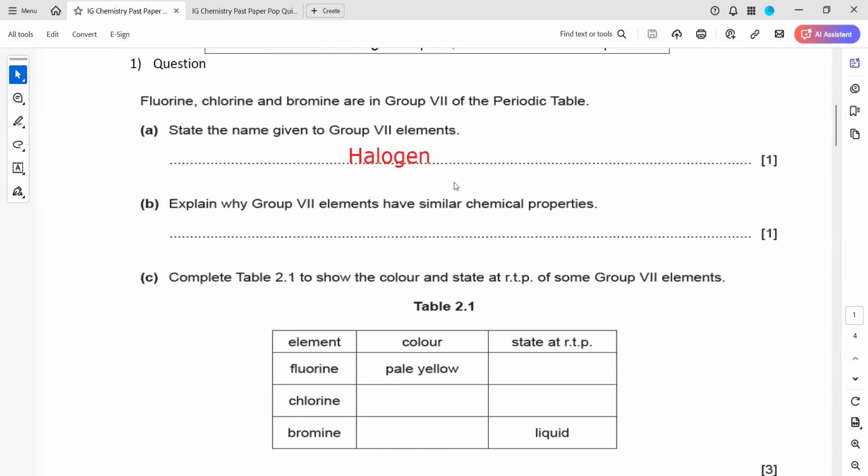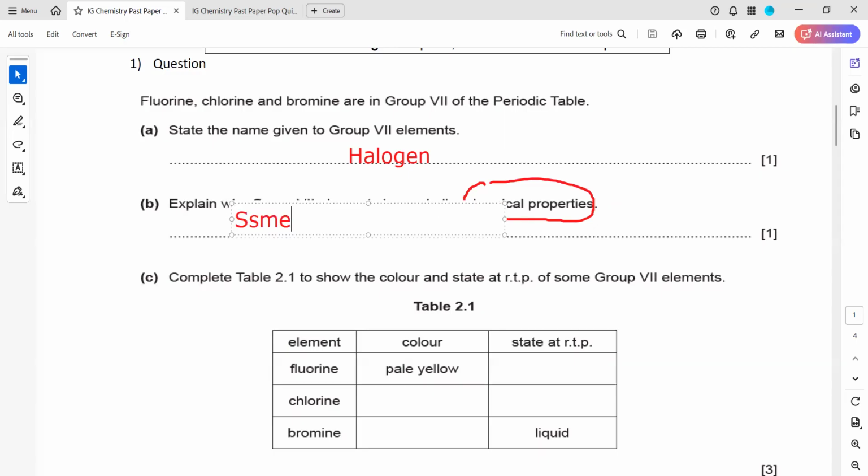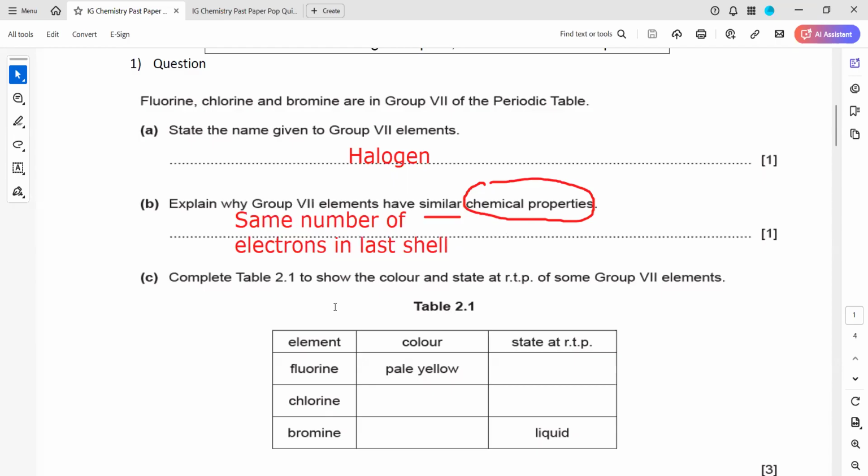Then, explain why group 7 elements have similar chemical properties. Whenever you see such a question, in which they mention similarities in chemical properties, it depends on the number of electrons in the last shell. So we will say: because they have the same number of electrons in the last shell. As they have the same number of electrons in the last shell, they have the same chemical properties. Chemical property is always a function of the number of electrons. Same number of electrons means similar chemical properties.